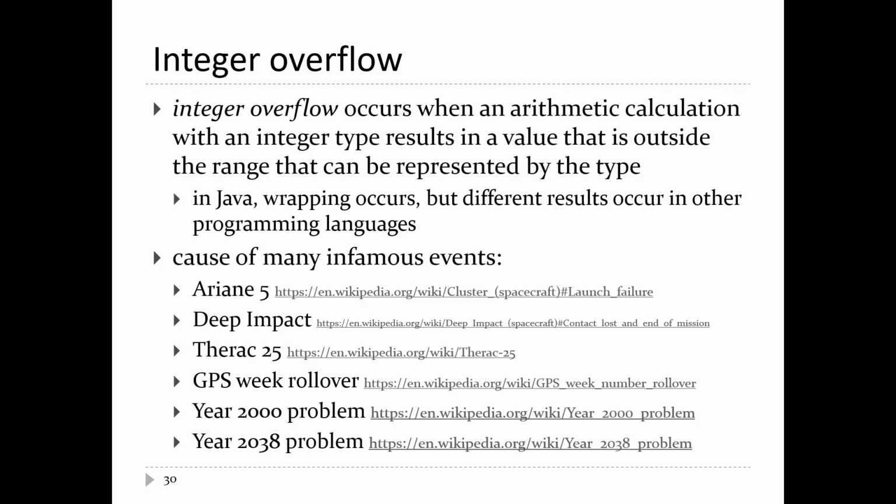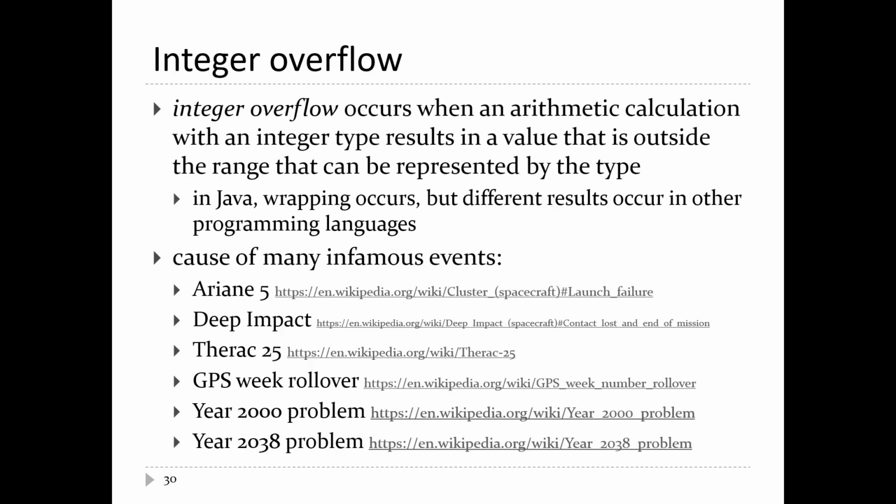So in Java, wrapping occurs, but different results occur in other programming languages. For example, in Python, wrapping never occurs because there is no built-in largest or smallest value in Python for ints. Some other languages might indicate that an error occurs when overflow happens. But in Java, the calculation succeeds. The result of the calculation may not be what you want.